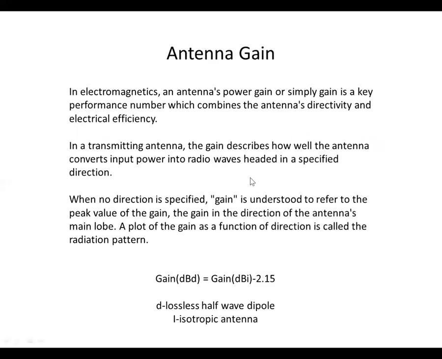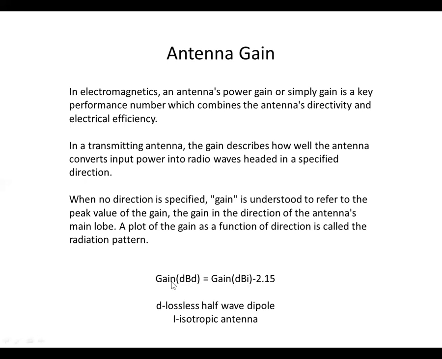Okay, so that was a little sidestep there. Now we'll get into antenna gain. And you remember earlier I talked about the difference between the isotropic antenna gain and the dipole antenna gain as the references. The difference between them is 2.15 dB, decibels.